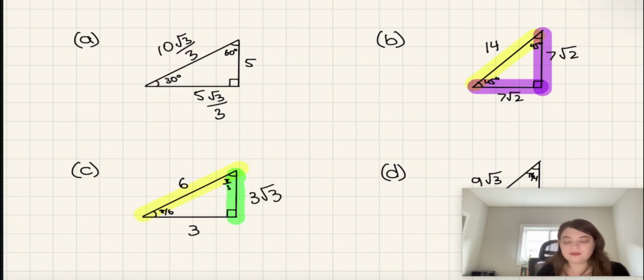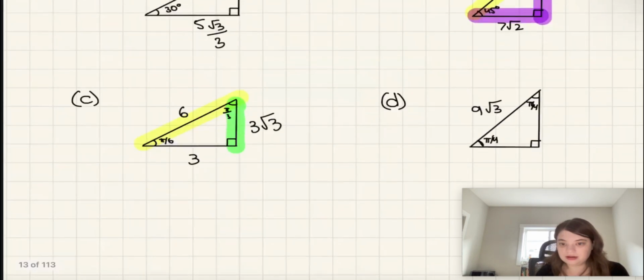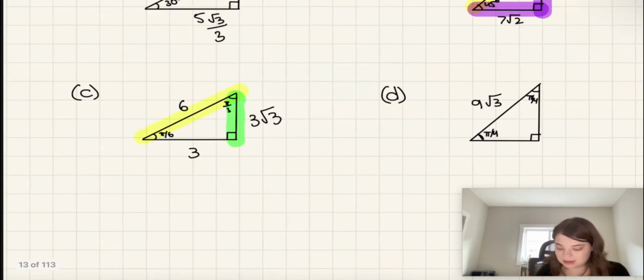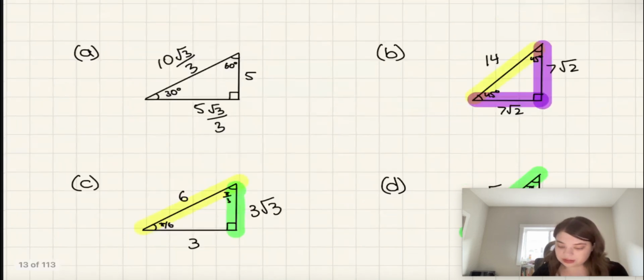All right, and then what about our very last one here? There we go. We can see it a bit better. This one has 9 root 3 as the hypotenuse side. And it has pi over 4 for the angle. So this is another 45, 45, 90. But again, it is written in radians in this case, but it's essentially the same thing. Okay, so let's go to this one here.